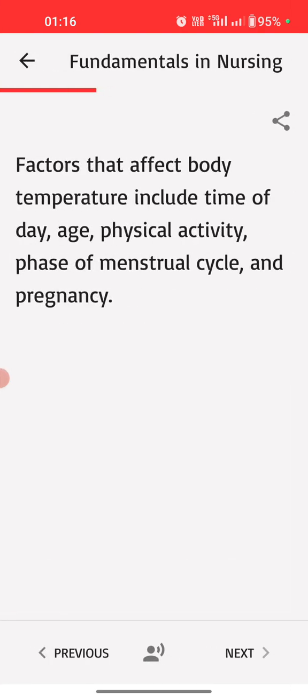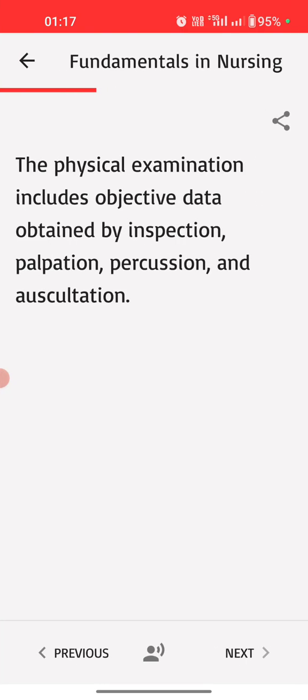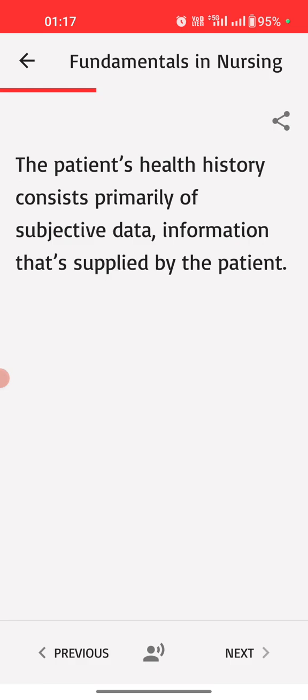Factors that affect body temperature include time of day, age, physical activity, phase of menstrual cycle, and pregnancy. When documenting patient care, the nurse should write legibly, use only standard abbreviations, and sign each entry. The nurse should never destroy or attempt to obliterate documentation or leave vacant lines. The physical examination includes objective data obtained by inspection, palpation, percussion, and auscultation. The patient's health history consists primarily of subjective data, information that's supplied by the patient.